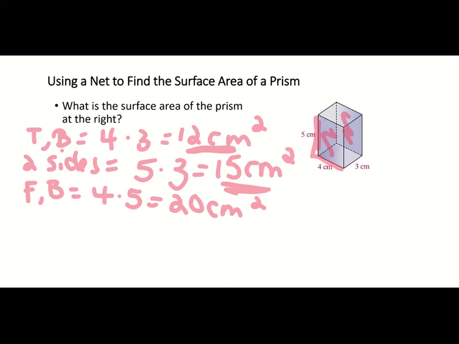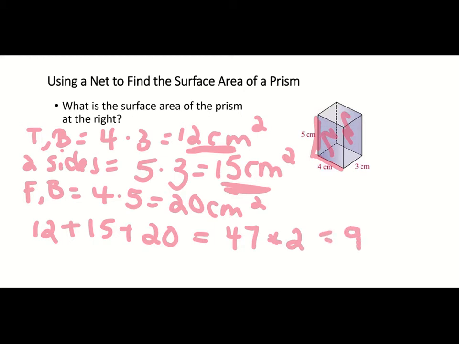I'm going to add the 12 plus the 15 plus the 20 together. And that is going to give me 12 plus 15 would be 27, plus 20 would be 47. And then I'm going to multiply that by 2, because there's 2 of each face. And that is going to give me 94 centimeters squared. That will be the total surface area for this figure.